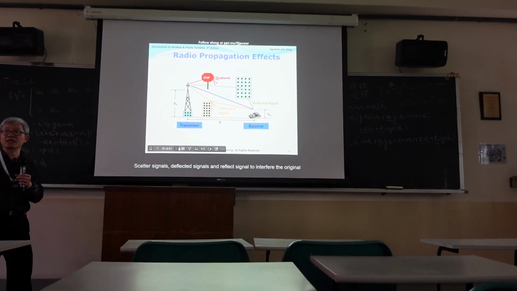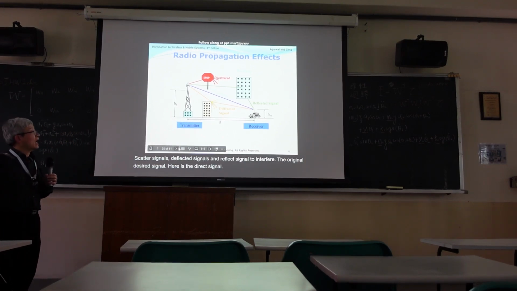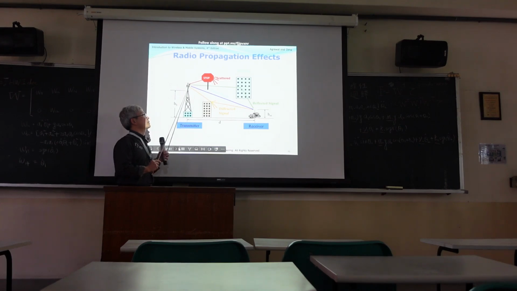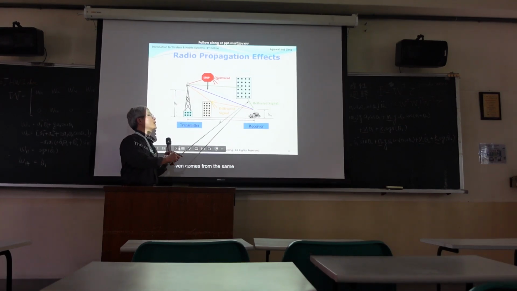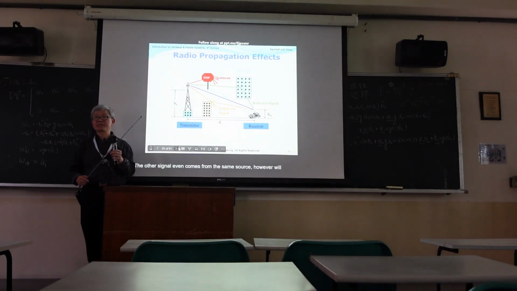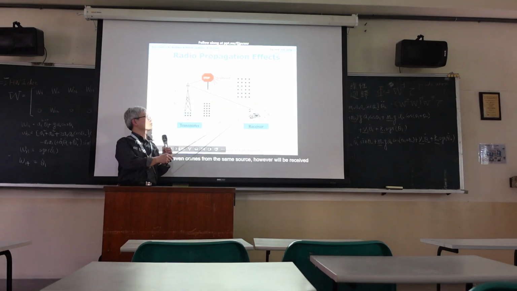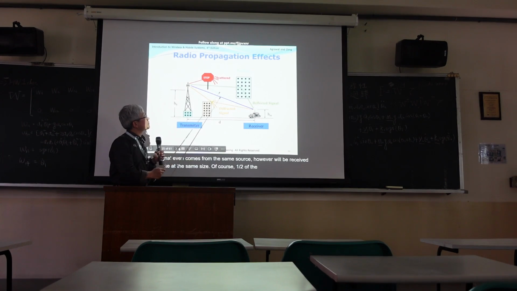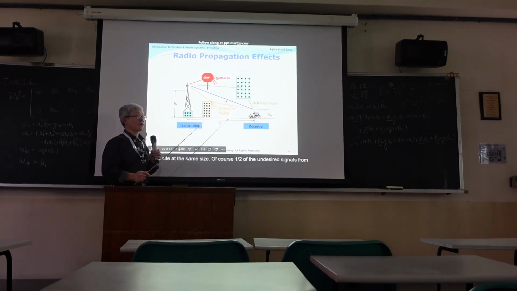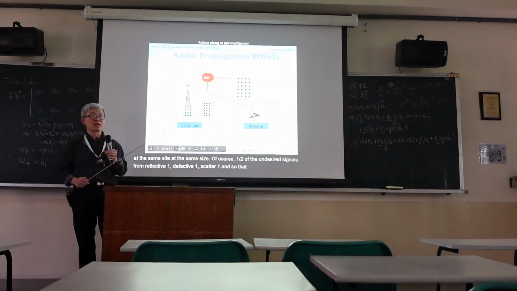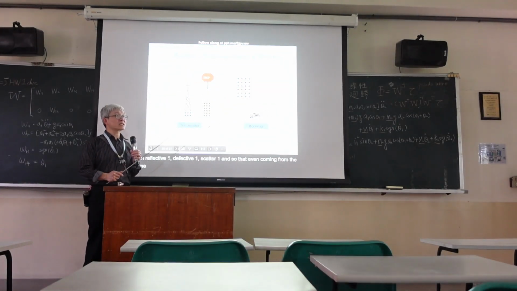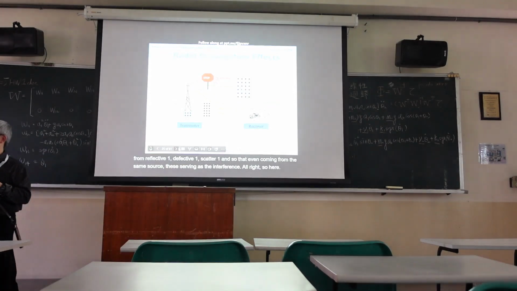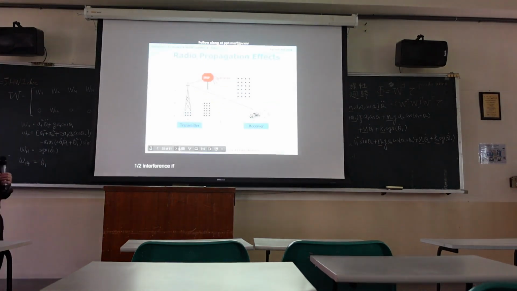Here is the direct signal. No, right? However, the other signal here comes from the same source. However, it will be received at the same site. At the same site, of course, we will have the undesired signals from the reflected one, the scattered one, and so on, even coming from the same source. These serve as the interference. Alright, so here we will have interference if we have the propagation effects.